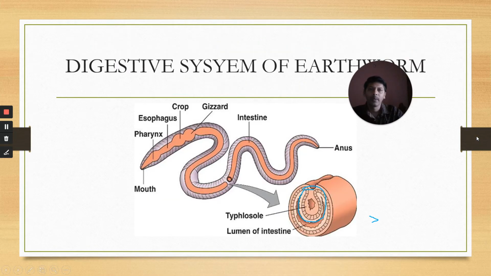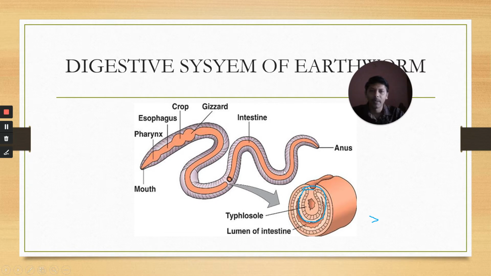Okay, up to now we have covered nutrition from Porifera to Chordata in the topic on digestive system. Then we talked about cockroach, then frog, and finally the human digestive system. Okay, let us quickly see the digestive system of earthworm.